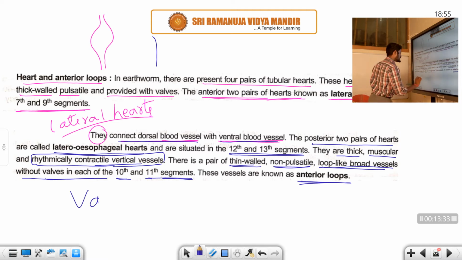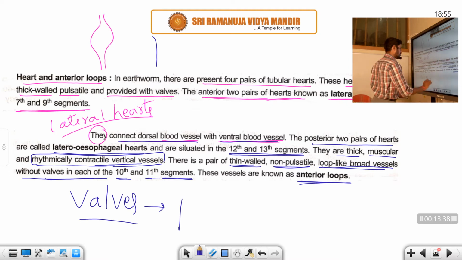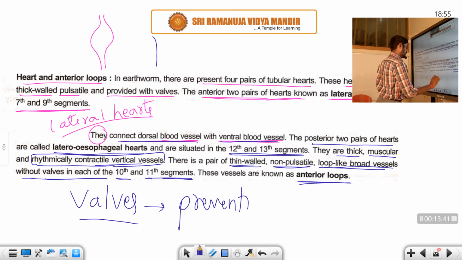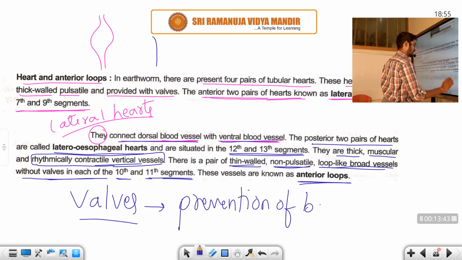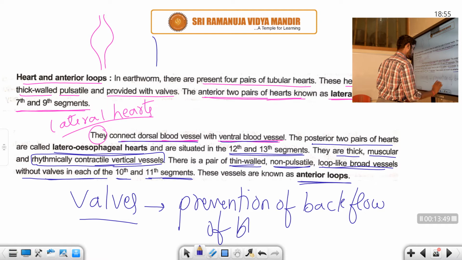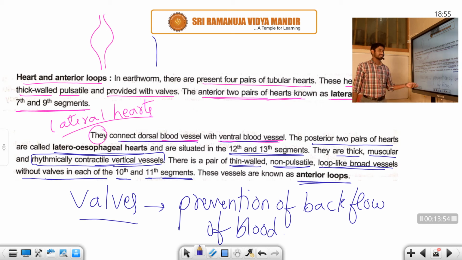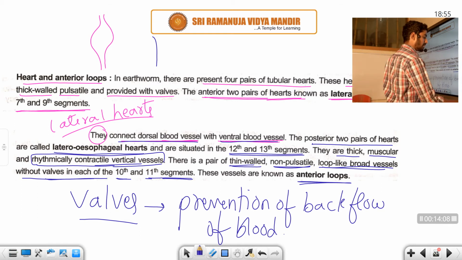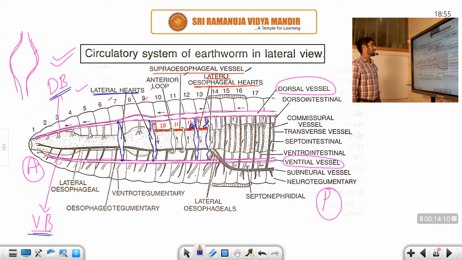What is the function of a valve? Valves prevent backflow of blood. That is what valves represent. Here the anterior loops present in the 10th and 11th segments don't have any valves. A valve is for prevention of backflow of blood. That is another point. You can see where the anterior loops are present.